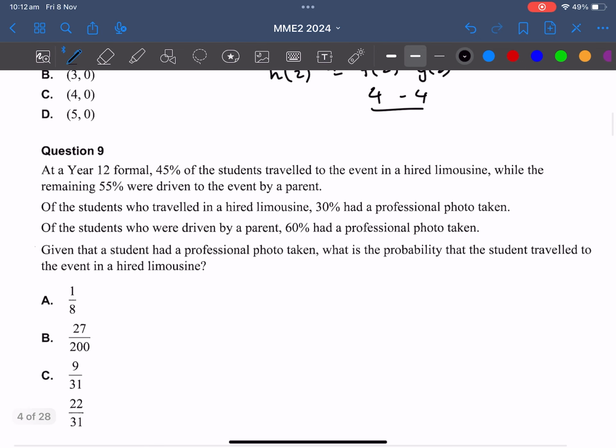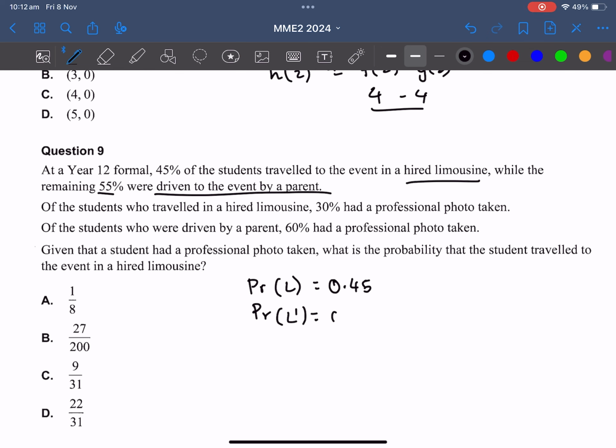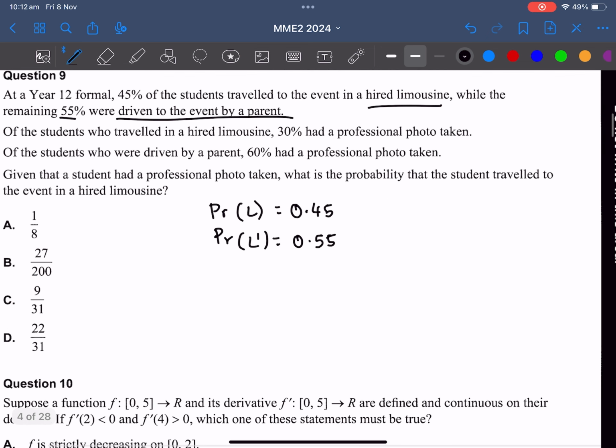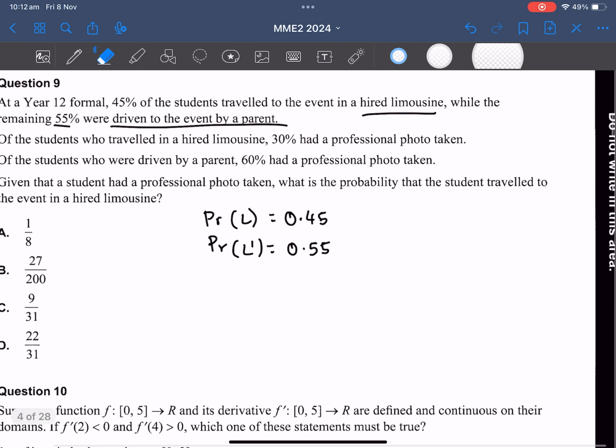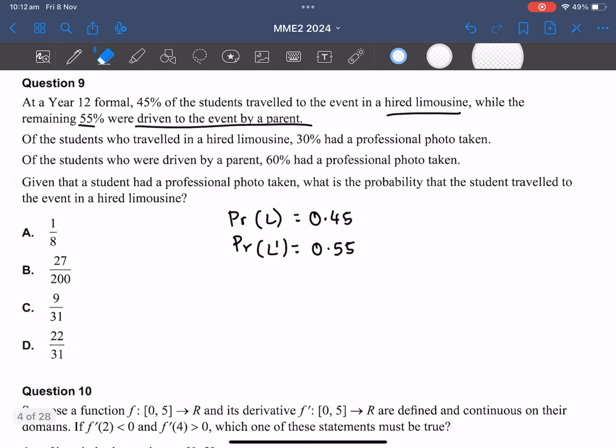At a year 12 formal, 45% of the students traveled to the event in a hired limousine, while the remaining 55% were driven to the event by a parent. So the probability that they came in a limousine is 0.45, and the probability that they didn't come in a limousine is 0.55. Of the students who traveled in a hired limousine, 30% had a professional photo taken, and of the students who were driven by parents, 60% had their professional photo taken. Given that a student had a professional photo taken, what is the probability that a student traveled to the event in a hired limousine?